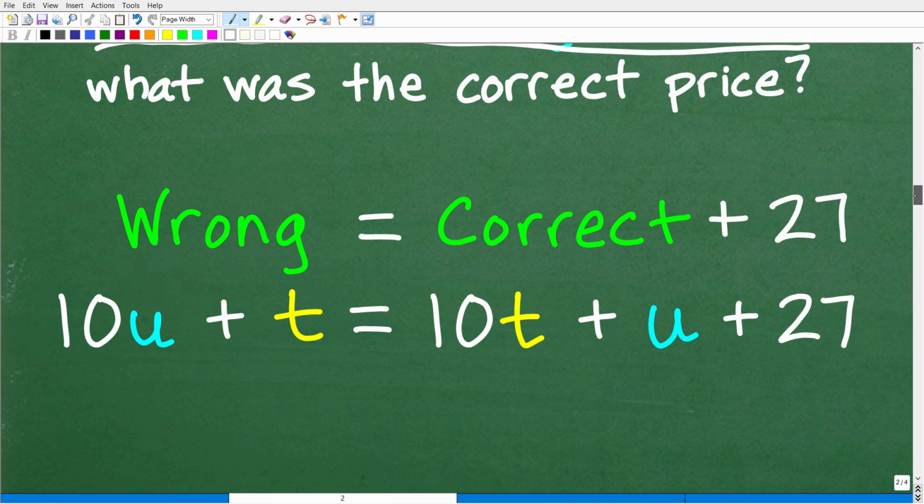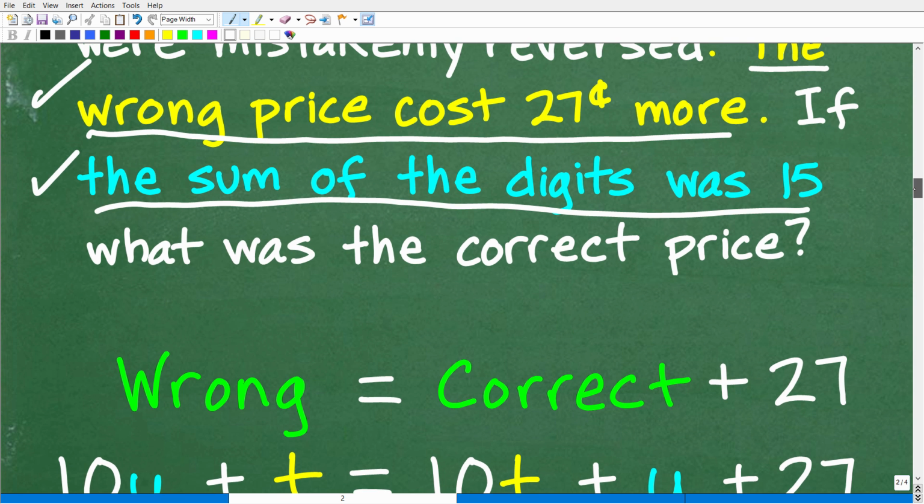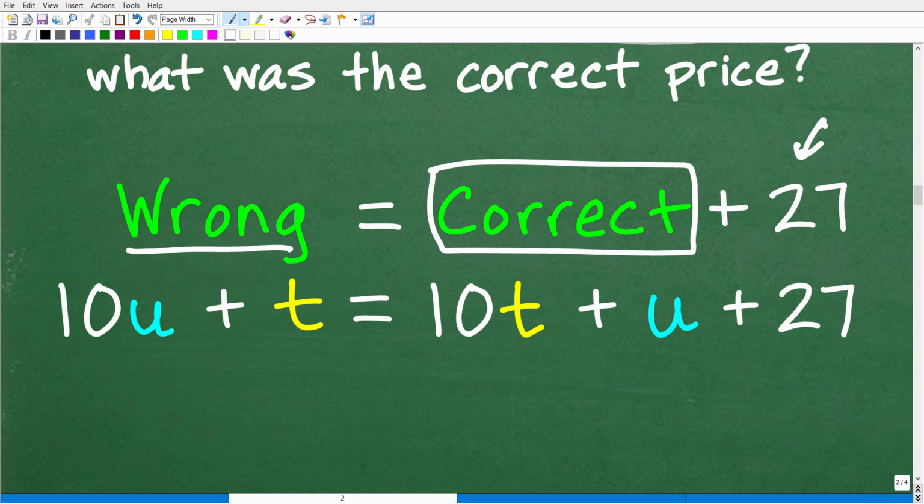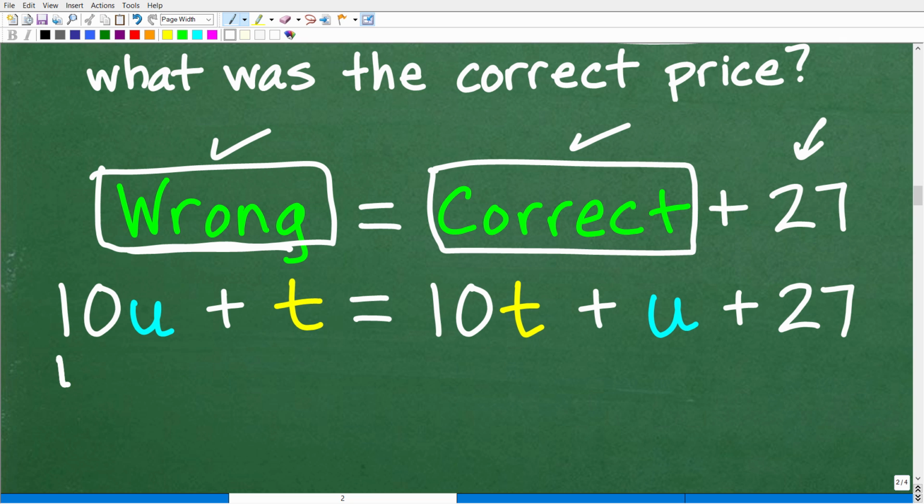Okay, so let's go ahead and do this right now. And we'll start with this first part. The wrong price costs 27 cents more. Okay, so if the wrong price costs 27 cents more than the correct price, well, what does that mean? Well, if we have the correct price and we add 27 cents to it, that indeed is going to be equal to our wrong price. Okay, now we have variable expressions for these, right? So we're going to plug these in, and here is our wrong price. Remember, our units and our tens digits are flipped. So 10u plus t is a variable representation of our wrong price.